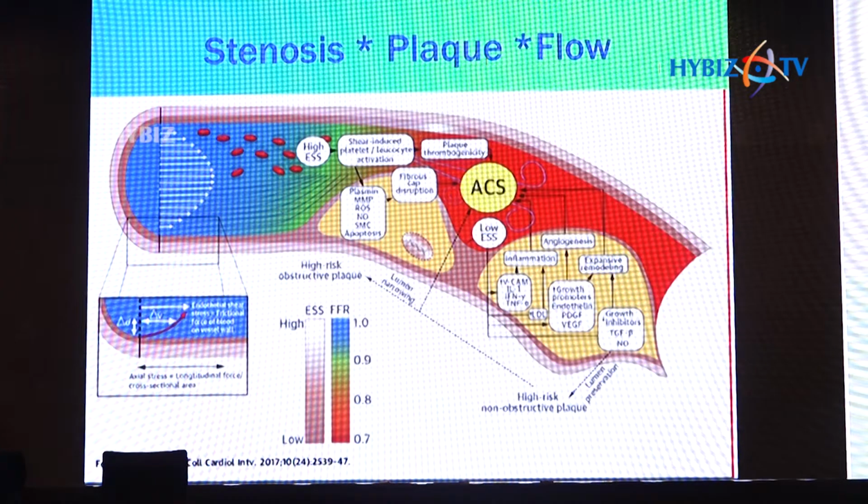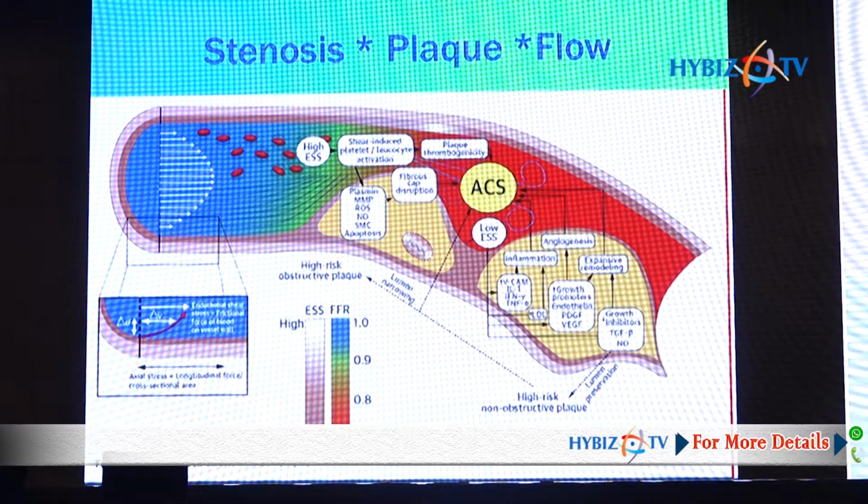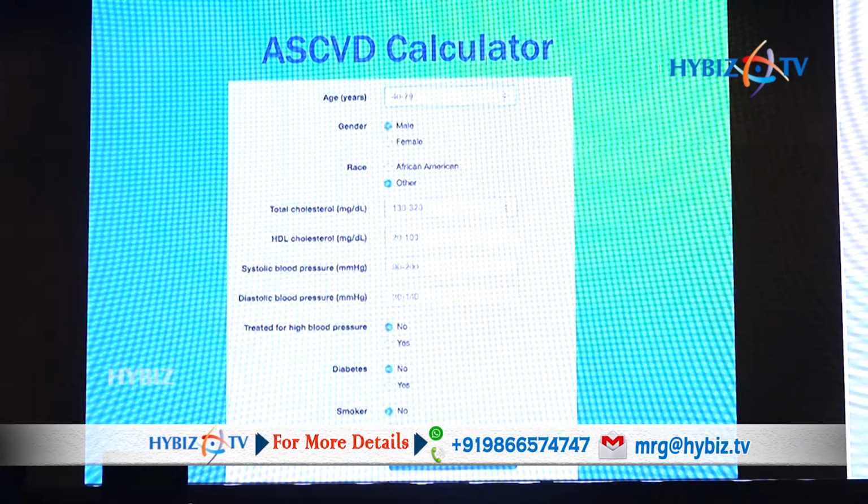And this is basically what it is. So we're looking at plaque characteristics, we're looking at stenosis, and we're looking at flow by FFR. So when you have all 3, then you seem to have a way of finding out. So I'll just leave this simple algorithm before I complete.